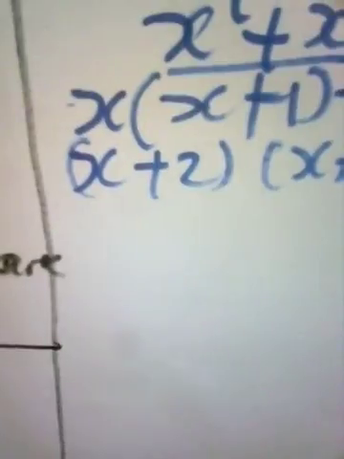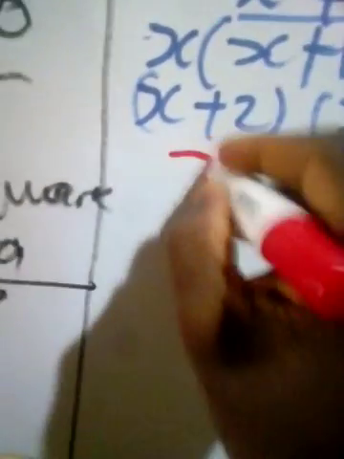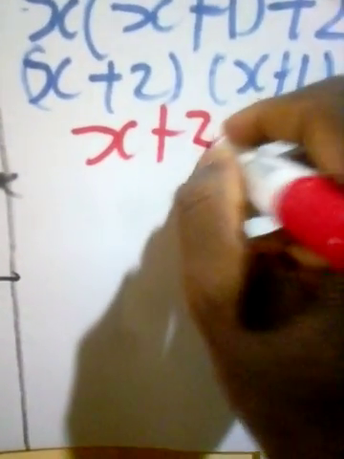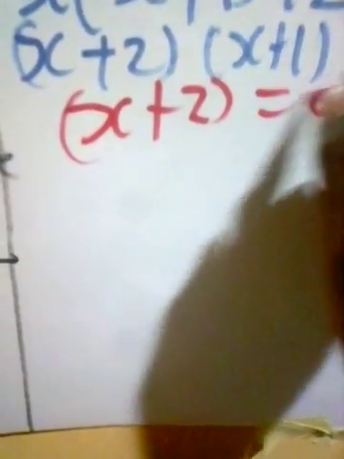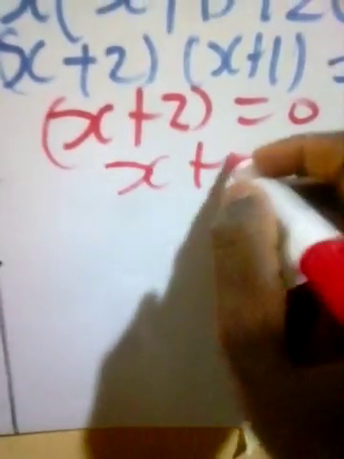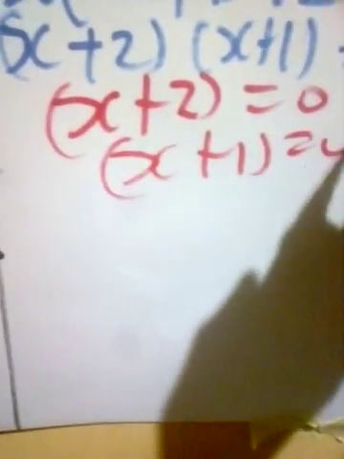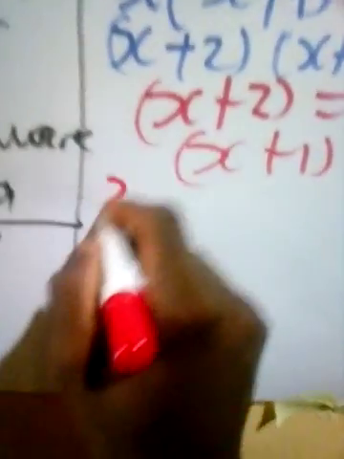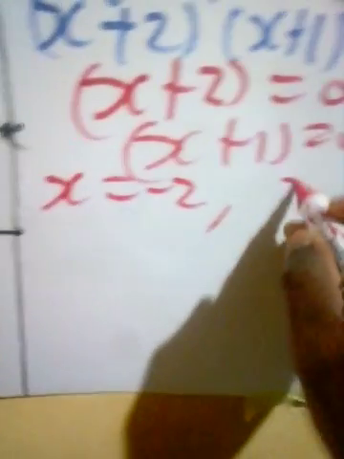I will break these two down, giving me x plus 2 equals 0, x plus 1 equals 0. From here, I can move my 2 to this side, giving x equal to minus 2. From here, I can move my 1 to this side, giving x equal to minus 1.